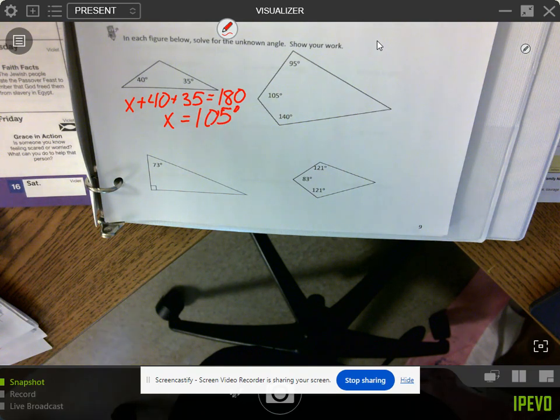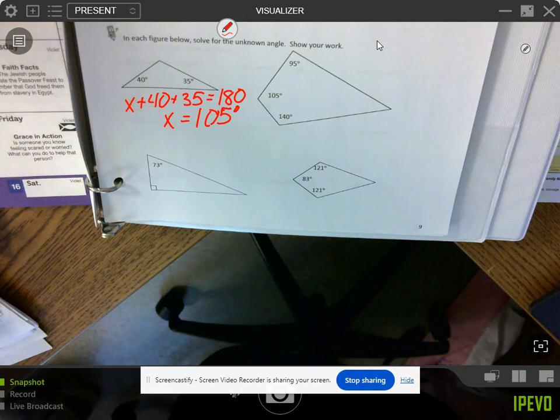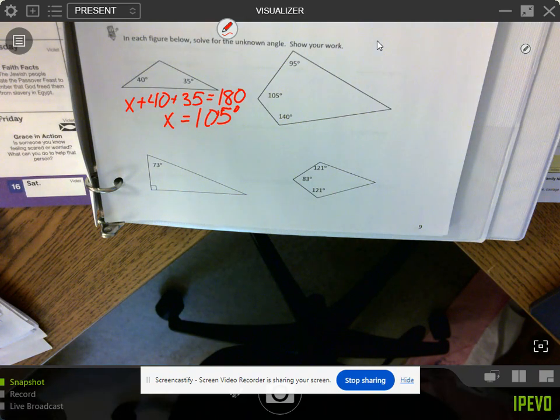So I want to see your equation. What are you putting into your calculator? Write down the equation and then write what x equals.